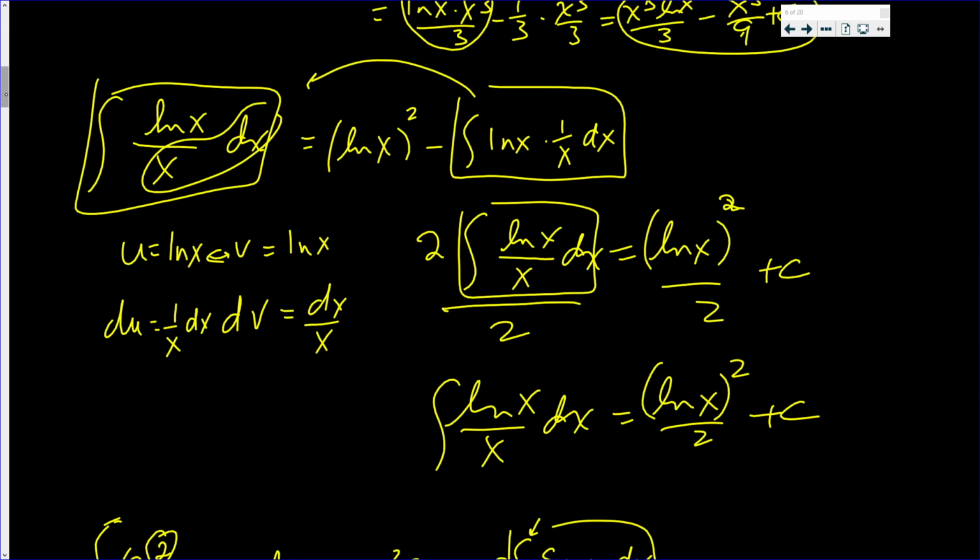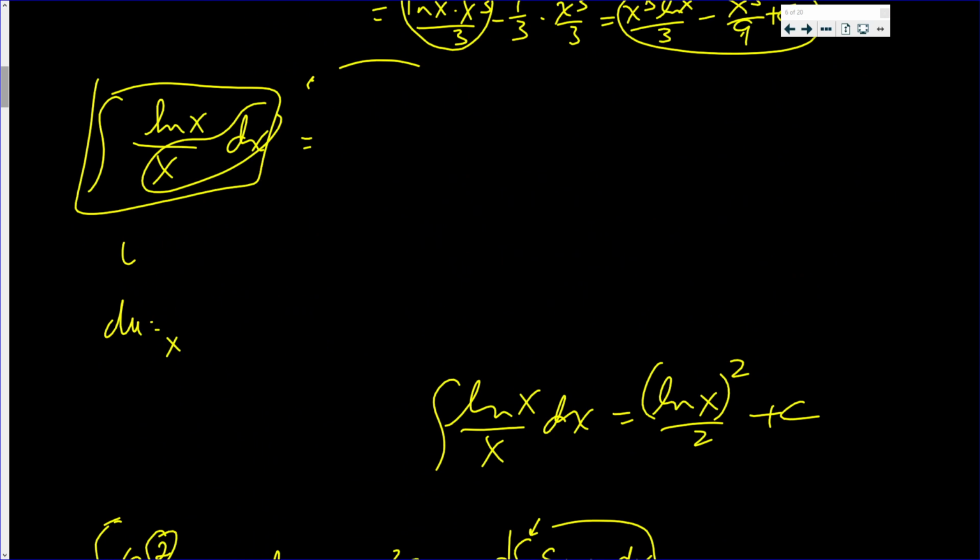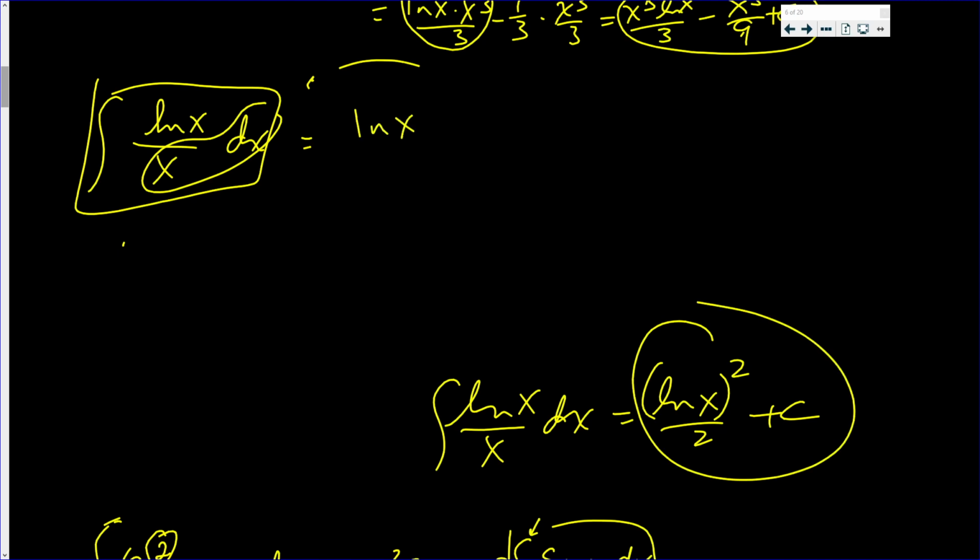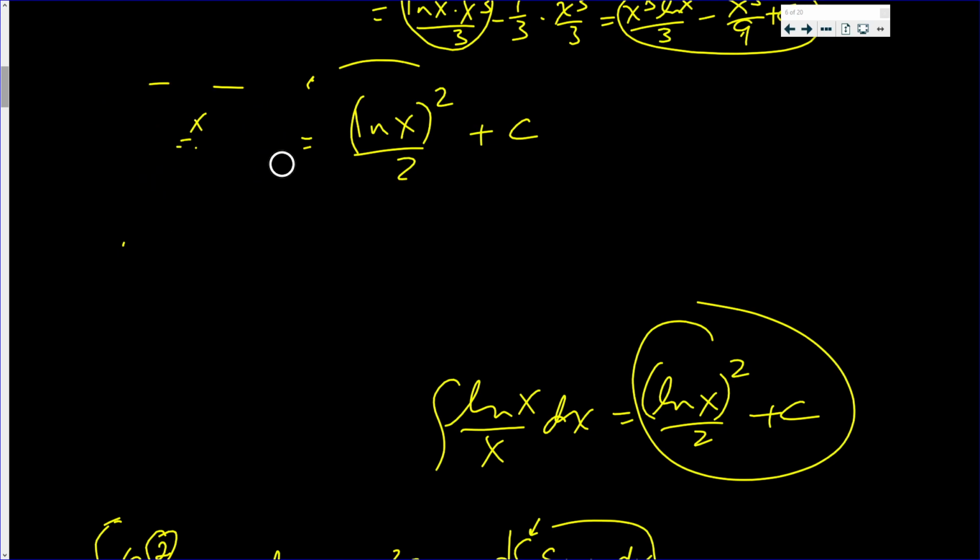Okay, so let me just erase most of this. I don't want to erase the answer. We have the answer right here. It's ln of x quantity squared over 2. ln x over x.